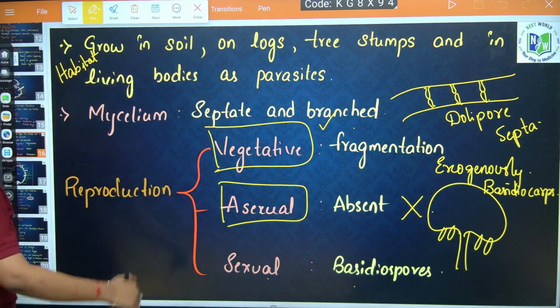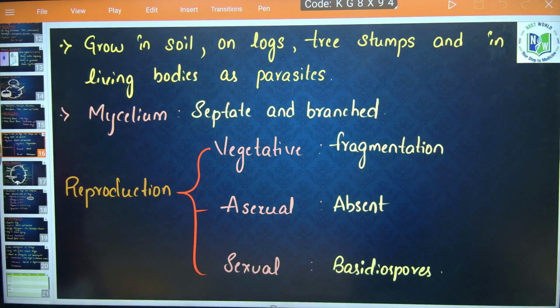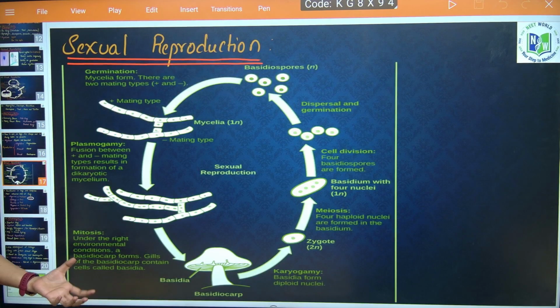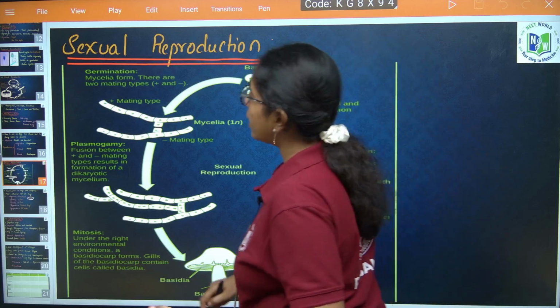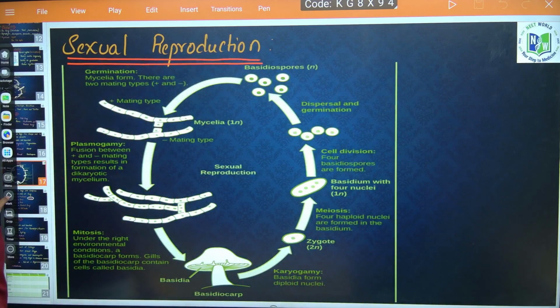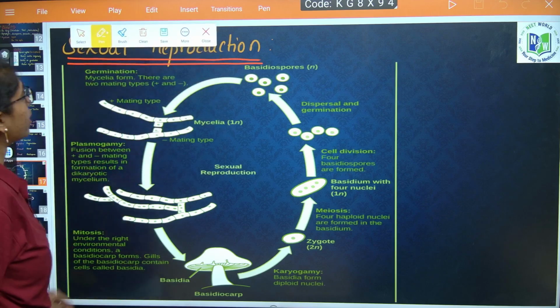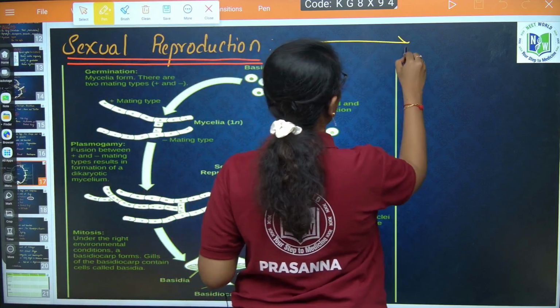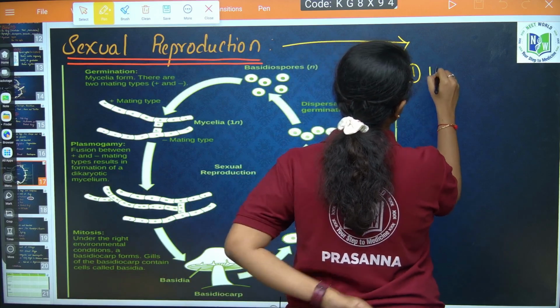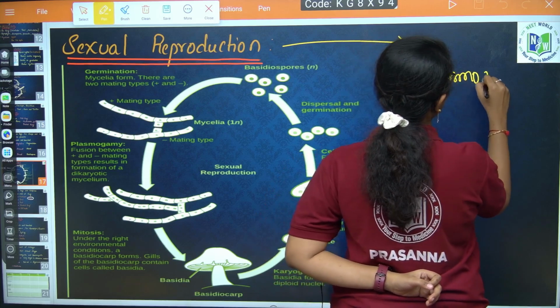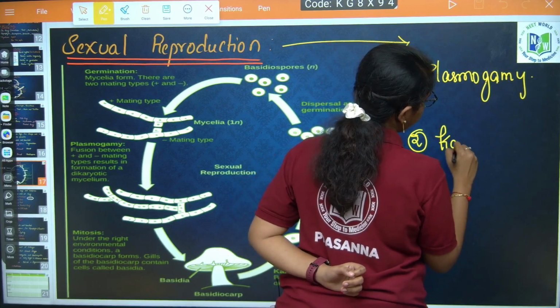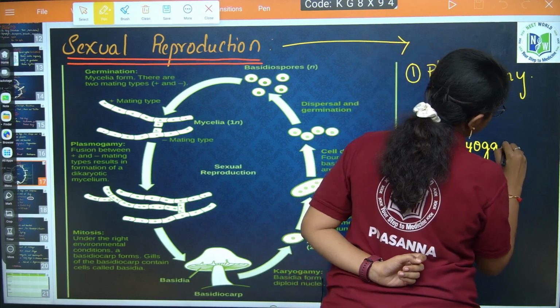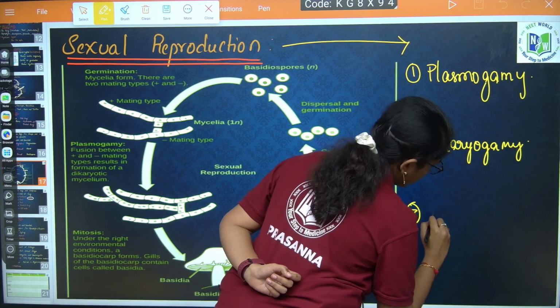Next, the sexual reproduction of both Ascomycetes and Basidiomycetes includes a dikaryon stage. What do they include? Dikaryon stage, which includes plasmogamy. The sexual reproduction in both of these includes three steps: first plasmogamy, second is karyogamy, third is meiosis.